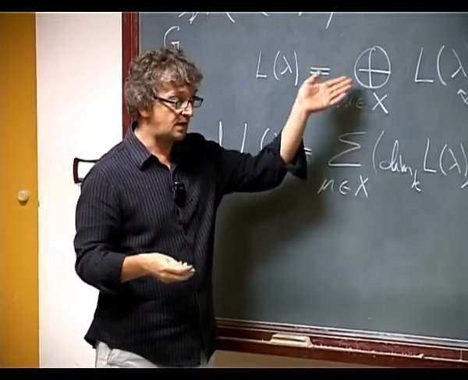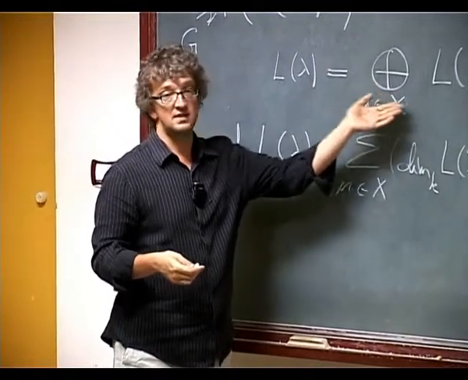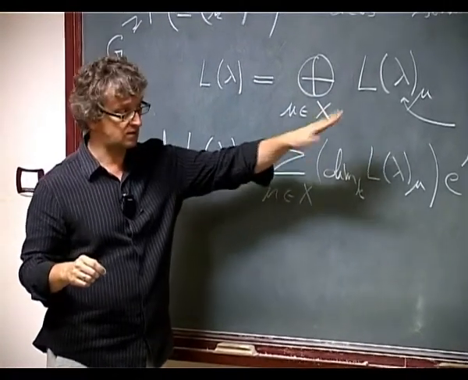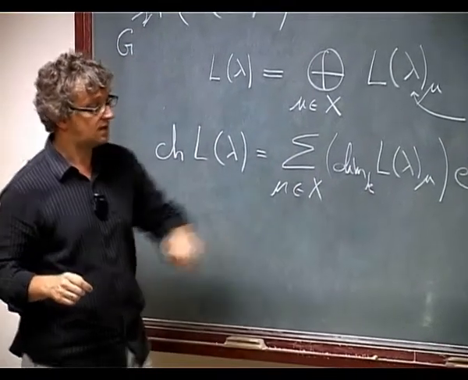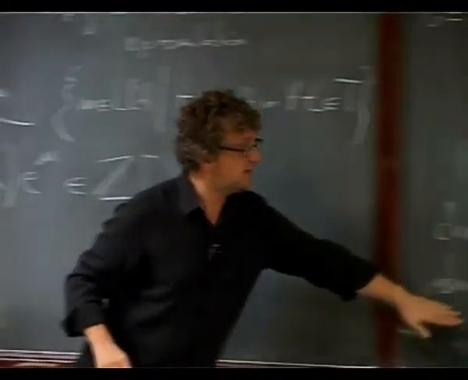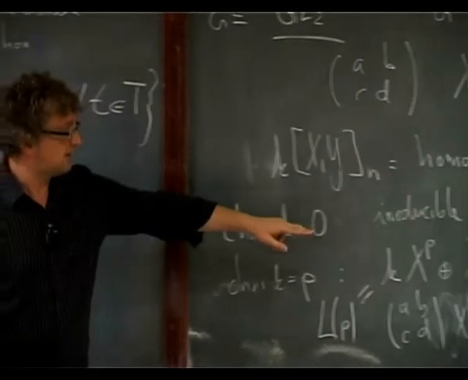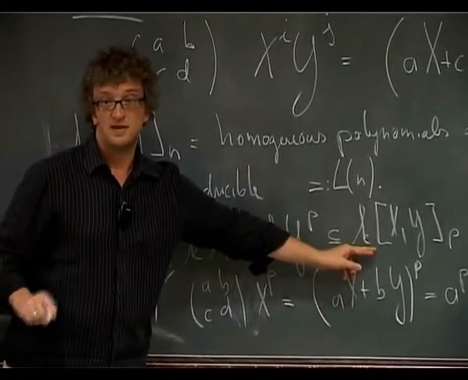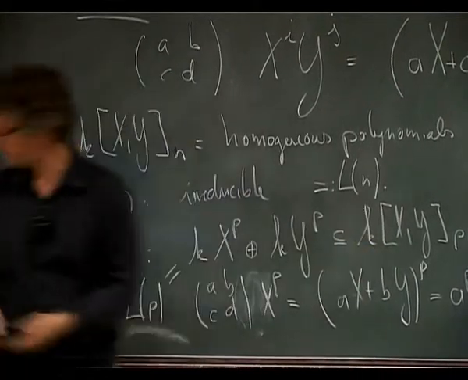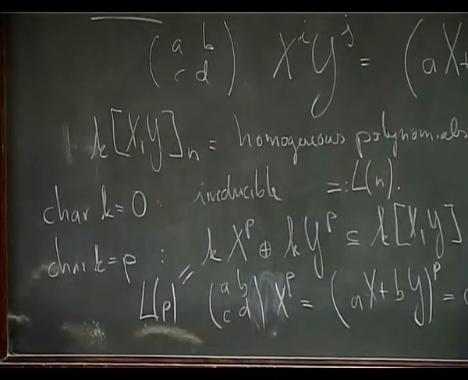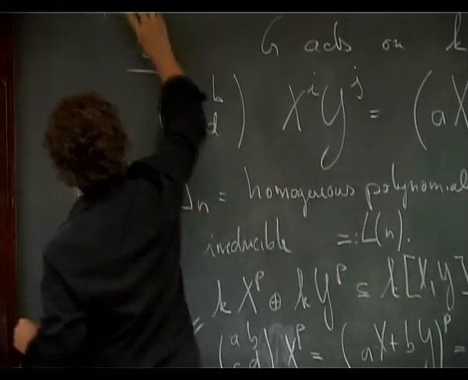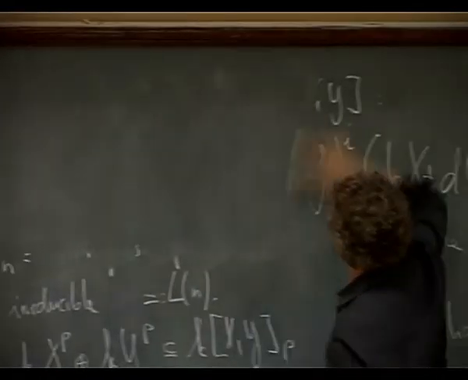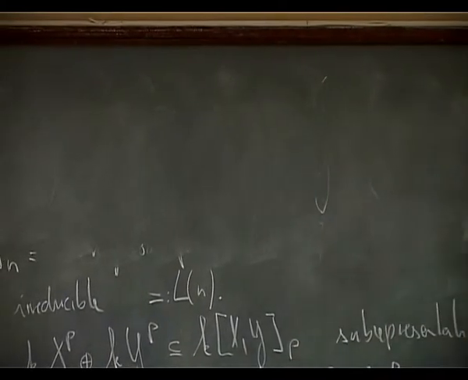So not every representation of G splits into a direct sum of irreducible representations of G. It's true in characteristic 0, it's false in characteristic p, as you can see already here. This is a K[X,Y]_p, a non-irreducible but indecomposable representation. So, the character of L(lambda). This is what we want to know, and people studied that a lot.